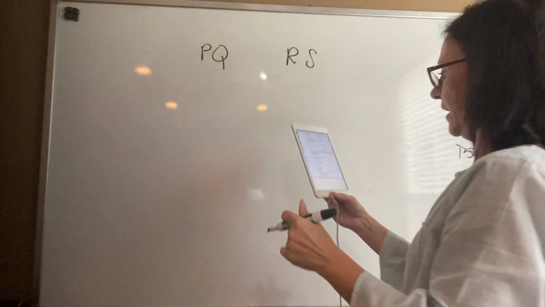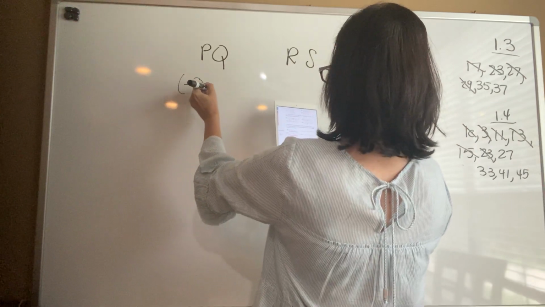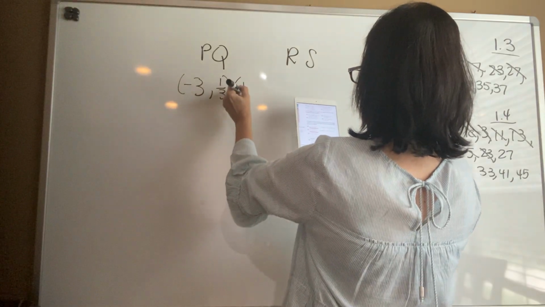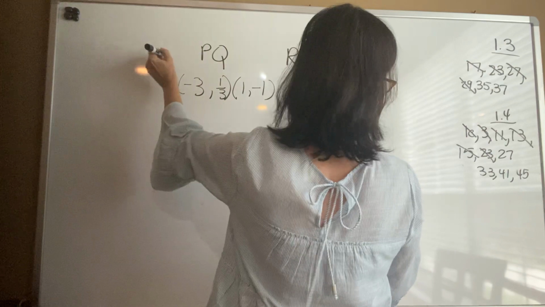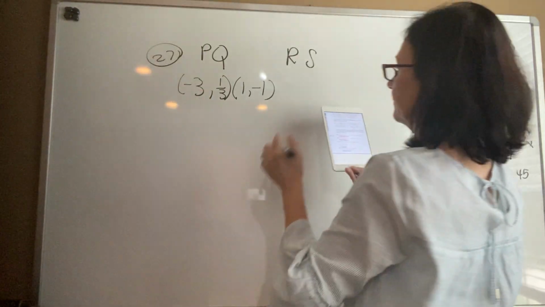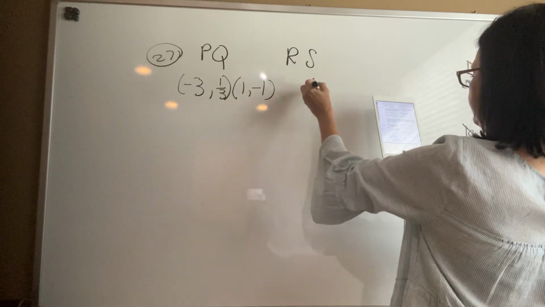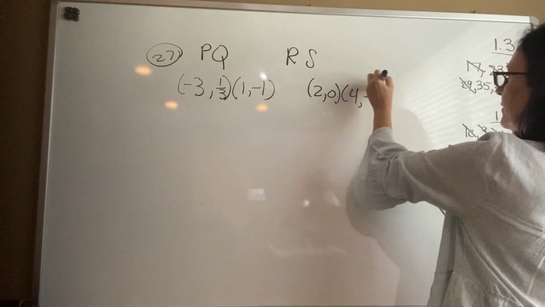On 27. Okay, so P is -3 1/3. Q is 1, -1. I keep forgetting what number I'm on, so I'm going to write it up here. 27. P is -3 1/3, Q is 1, -1. Here's R, 2, 0. S is 4, -2/3.